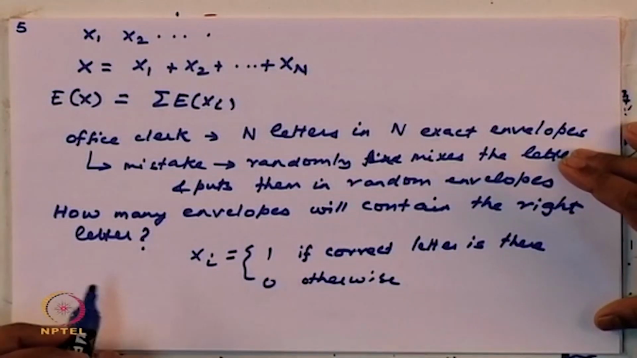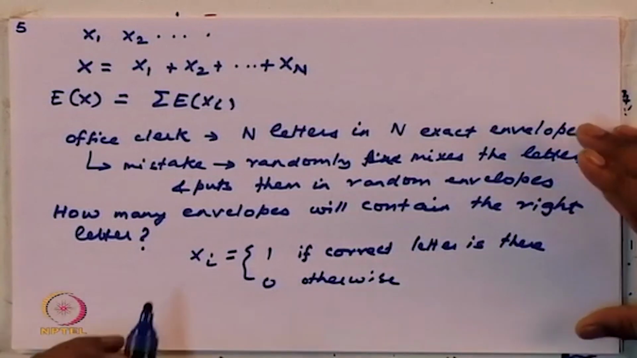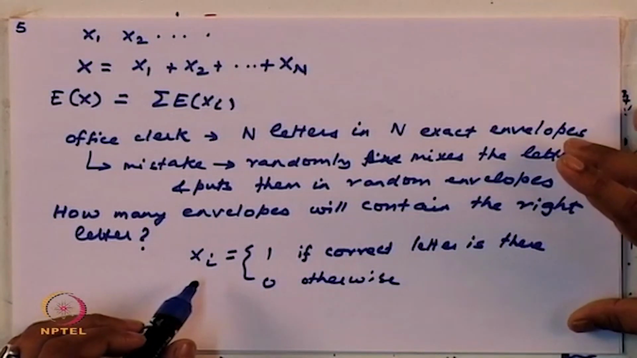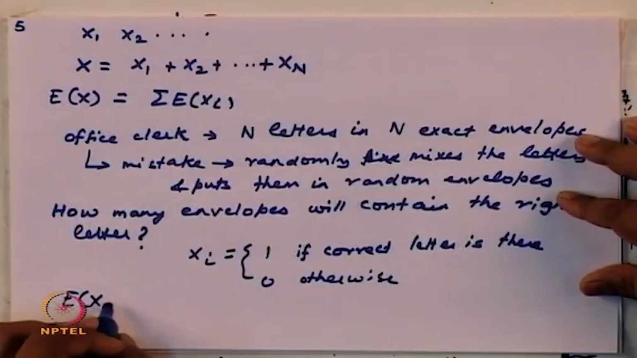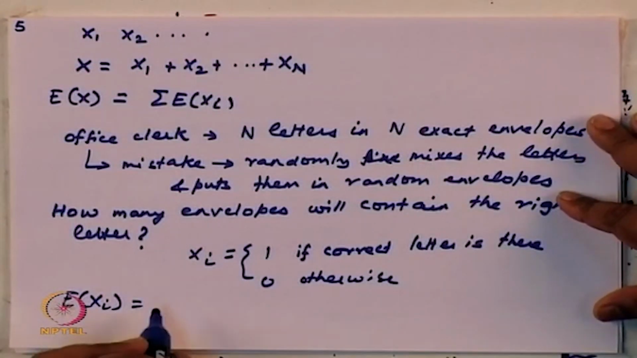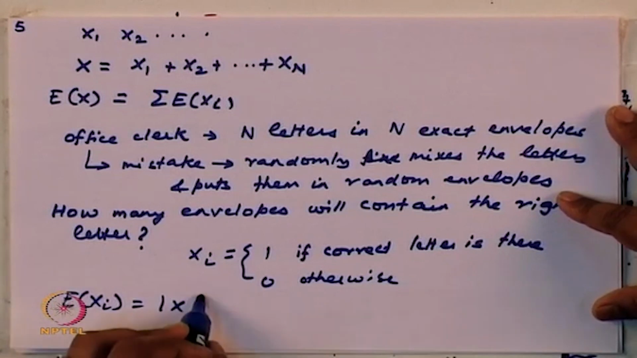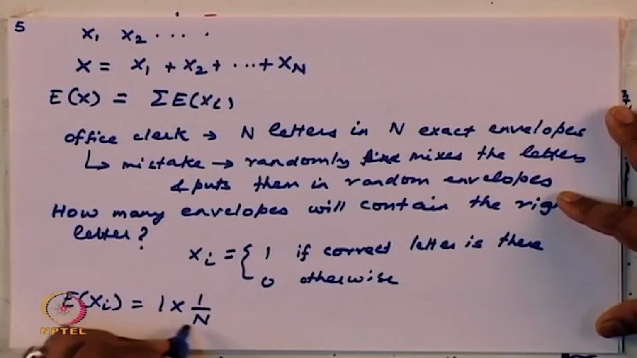Okay. So, if you have n letters and n envelopes, what is the chance that you will put the correct letter if you randomly choose one letter from n letters and put it in one envelope? What is the chance that that envelope will have the correct letter? There is only one possibility out of a total of n. So, you can draw out one out of n envelopes in n different ways. So, your expectation of xi is nothing but 1 into the probability, which is 1 by n, as we calculated.